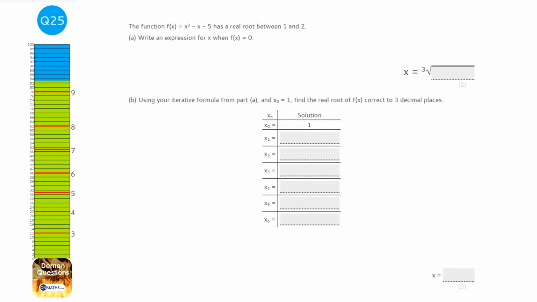This is a question about iteration, and question A is a little bit harder maybe than the exam will go, where it asks you to come up with your own iteration formula. So, in order to do this, it says that f(x) equals 0 for this formula. So the first step is just to get it equal to 0.